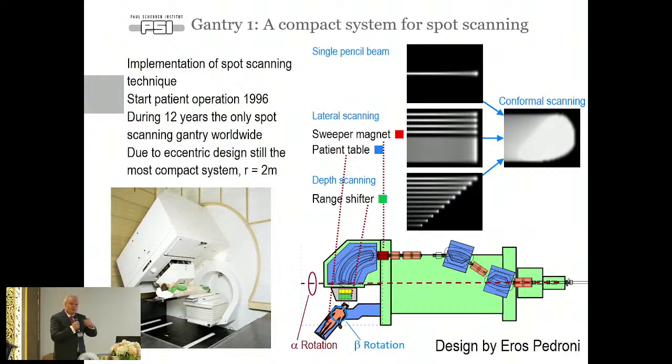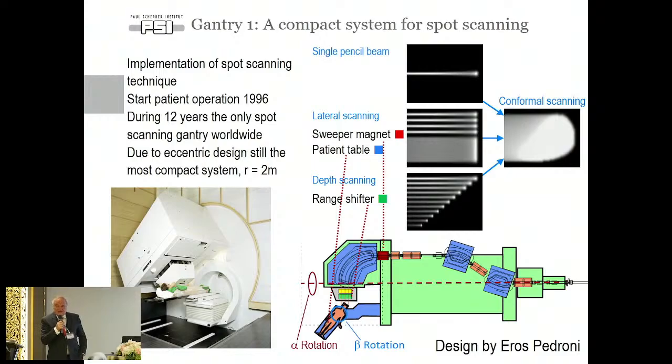Gantry 1 can do the scanning in only one dimension. We found that this is already complicated enough for the first machine, so we do the second dimension by moving the patient table. And the first patient was treated in 1996, and for 12 years, this was the only spot scanning gantry worldwide.